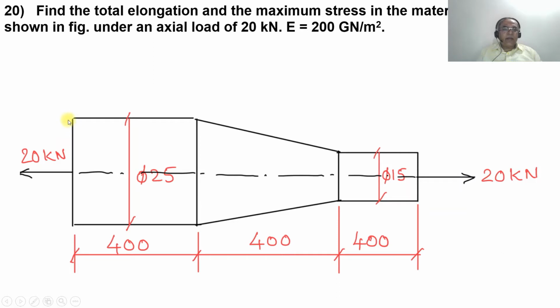So here we have a combination of a round uniform cylindrical bar with a tapering bar, and again a uniform bar. It has a diameter of 25 at the bigger end and a diameter of 15 at the smaller end, with an axial pull of 20 kilonewton acting in opposite directions at each end. The length of the uniform bar is 400, the length of the tapering bar is 400, and the length of the last uniform bar is also 400.